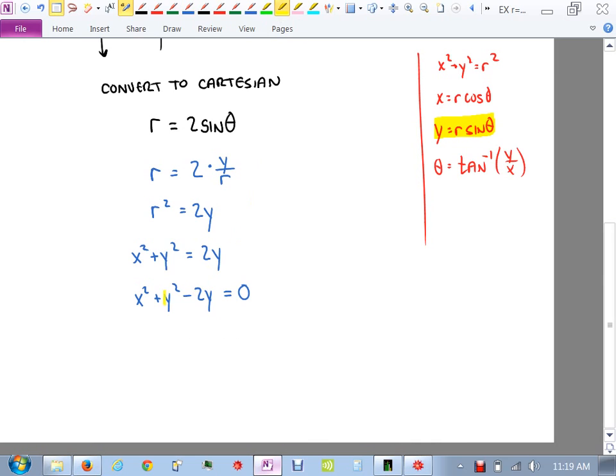I can complete the square on y squared minus 2y. Remember how to complete the square? Take that negative 2, divide by 2, square it, add, subtract. So this would become x squared plus y squared minus 2y. Half of negative 2 is negative 1, squared is 1. Add it and subtract it.